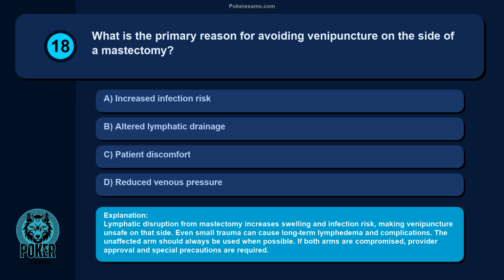Lymphatic disruption from mastectomy increases swelling and infection risk, making venipuncture unsafe on that side. Even small trauma can cause long-term lymphedema and complications. The unaffected arm should always be used when possible. If both arms are compromised, provider approval and special precautions are required.